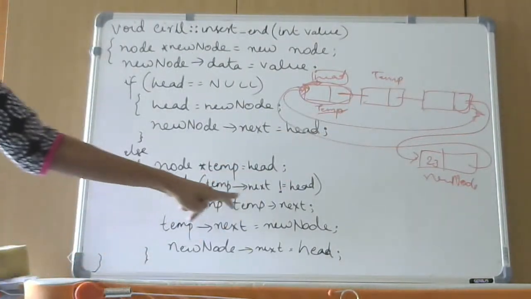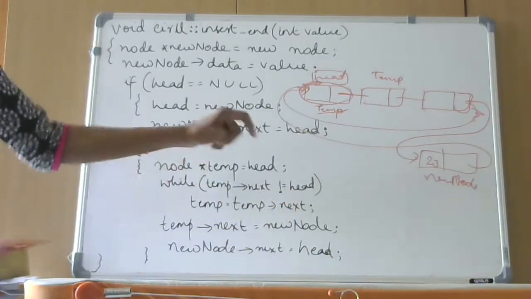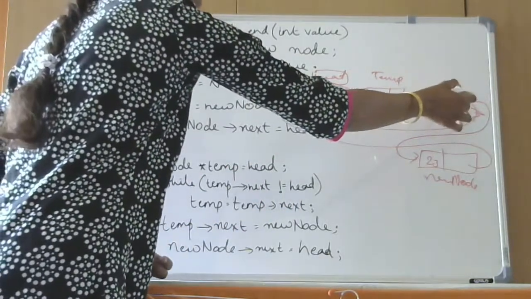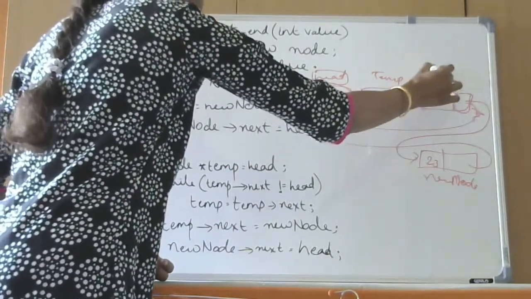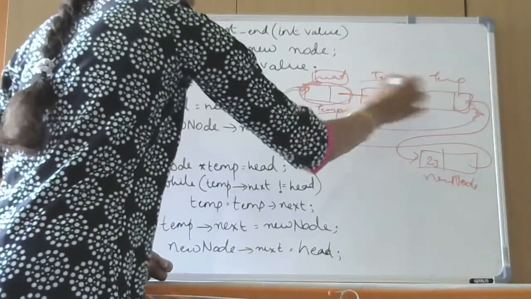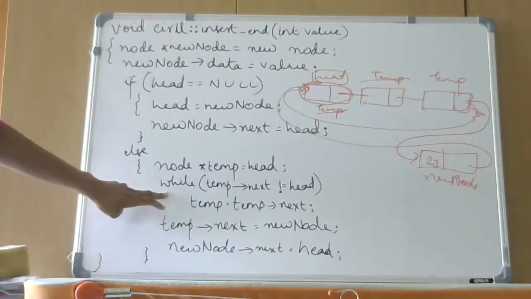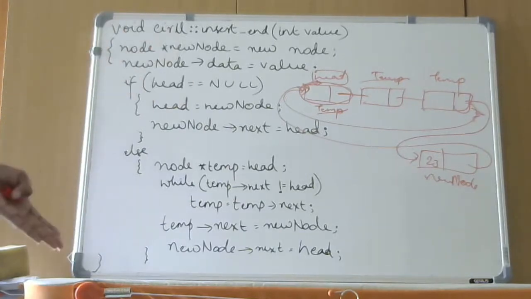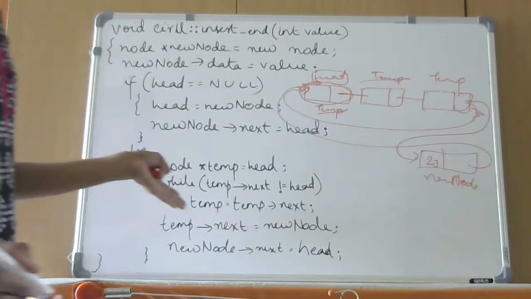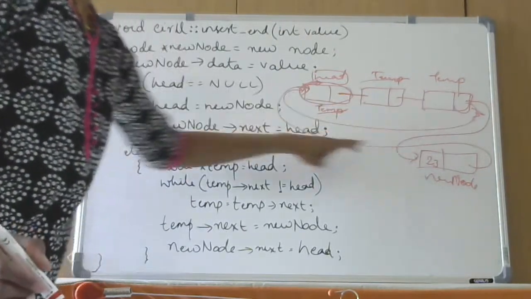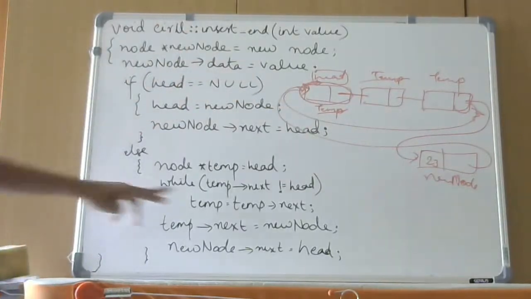Again I go back. While temp of next is not equal to head. It's not equal to head because it is pointing to this next node. So temp is equal to temp of next. So this will become temp. Now again I go back. While temp of next is not equal to head. Now here, temp of next is equal to head. It is pointing to the head. So it will come out.